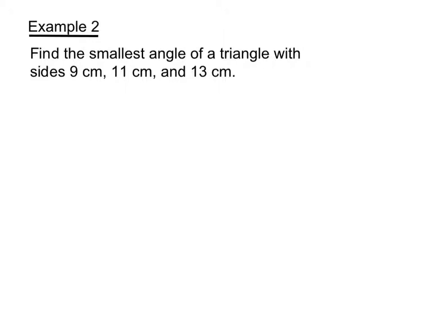In this example problem, I'm going to use the cosine rule to find an angle of a triangle. So we're asked to find the smallest angle of a triangle that has sides 9, 11, and 13. And notice how I put the shortest length on the shortest side of my triangle and the longest length on the longest side of my triangle.